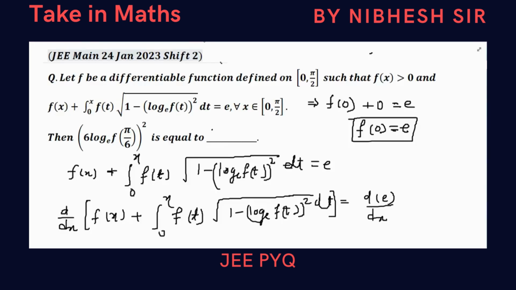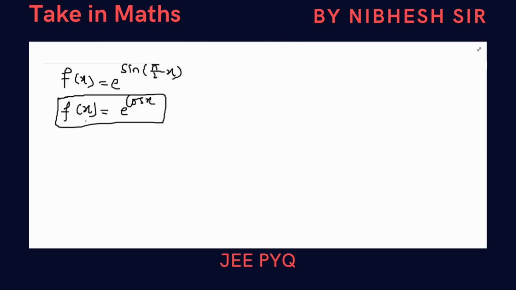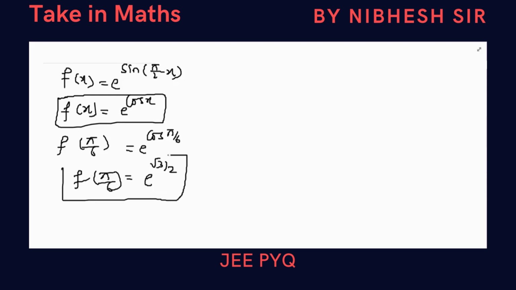Now if you see what we need to find here, 6 log f pi by 6. So I find f pi by 6. Putting the value, e to the power cos pi by 6. What is cos pi by 6? Cos pi by 6 is root 3 by 2, cos 30. So f pi by 6 is e to the power root 3 by 2.